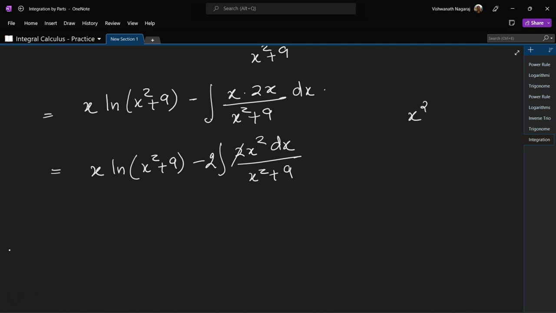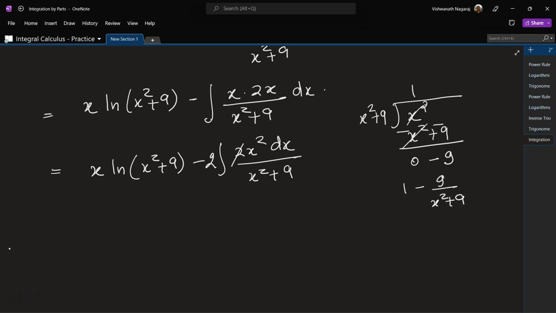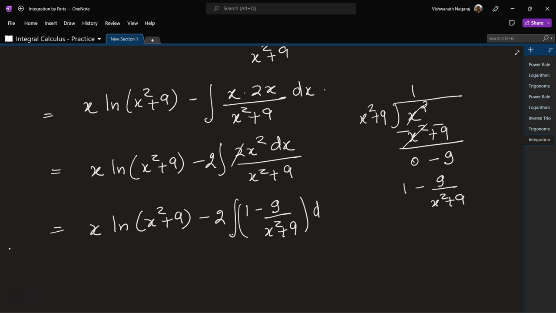So if we divide x square by x square plus 9, what do we get? Once x square plus 9. So minus minus, these two cancels, minus 9. So what we end up with is 1 minus 9 by x square plus 9. Okay, so let's write it like that. Natural log of x square plus 9 minus 2 integral of 1 minus 9 by x square plus 9, and this will be within brackets, and we will have dx.